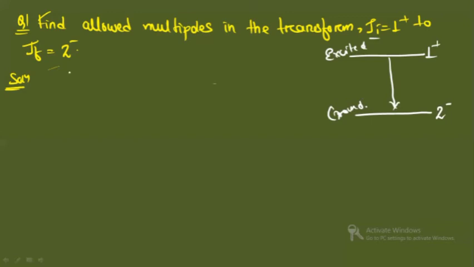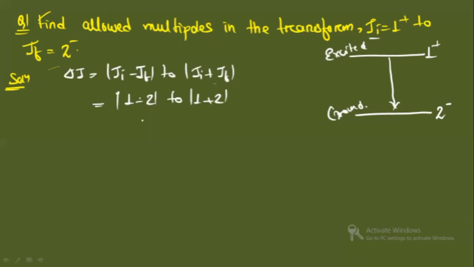First, we will check the multipolarity. So delta J ranges from modulus of Ji minus Jf to Ji plus Jf. Here Ji is 1, so you will have 1 minus 2 modulus to 1 plus 2. So you will have 1, 2 and 3. These are the values of L here.